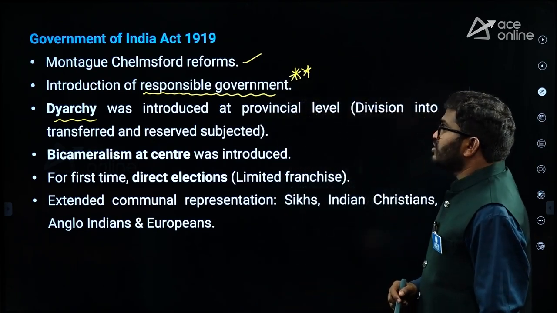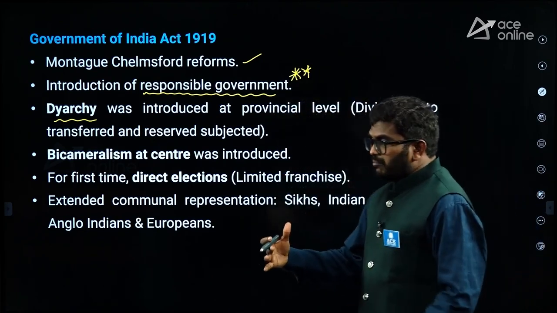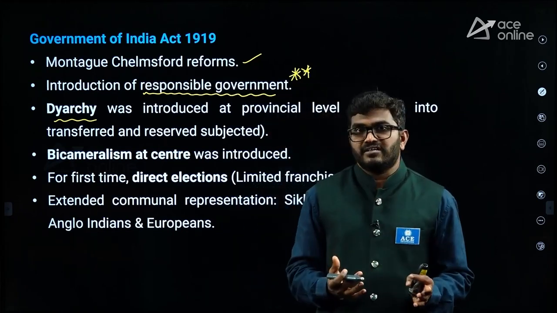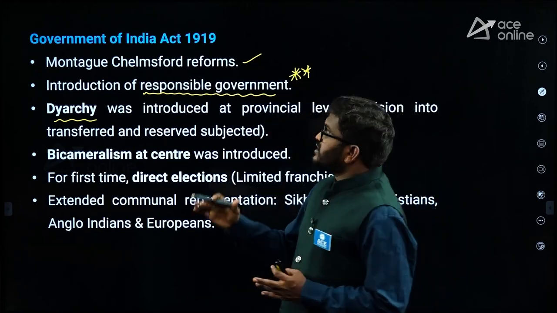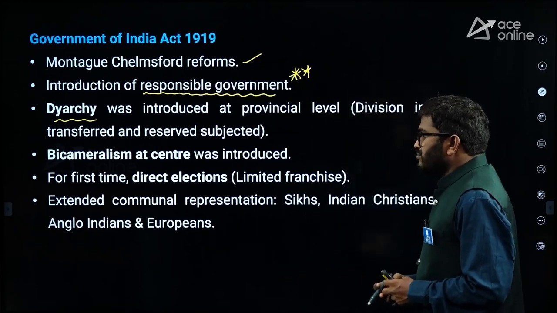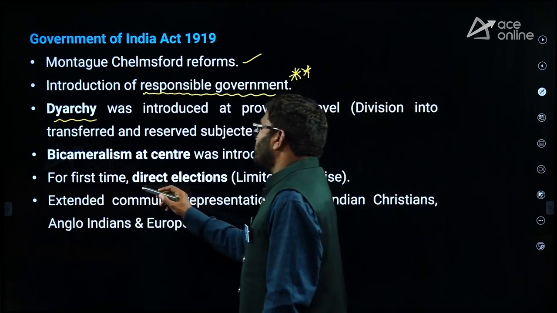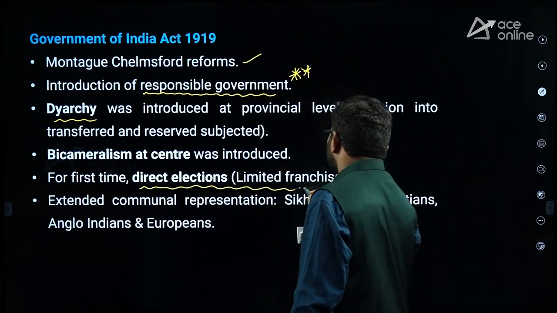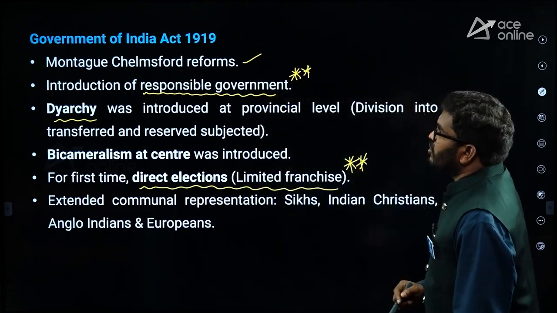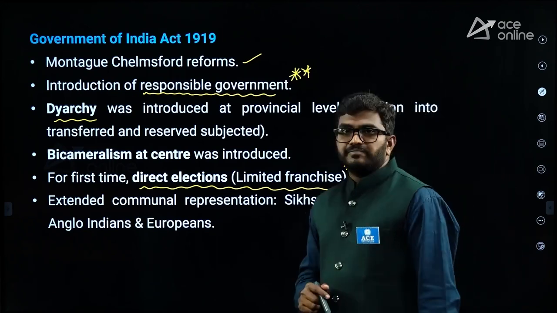Bicameralism at the center was introduced. At the center, bicameralism means, like at present, the Rajya Sabha and Lok Sabha. So this was introduced in 1909 at the central level. For the first time, direct elections were done, but with limited franchise. The first time direct elections were done was through this Government of India Act 1909.